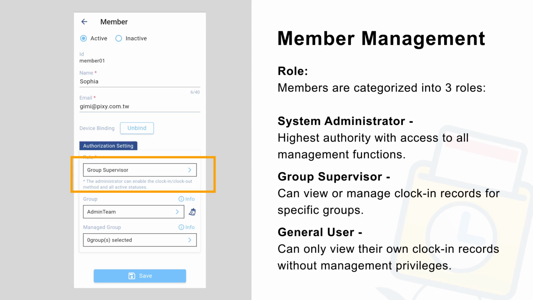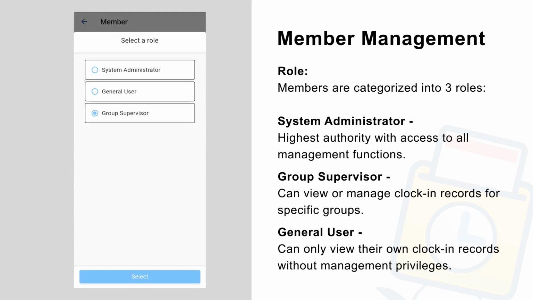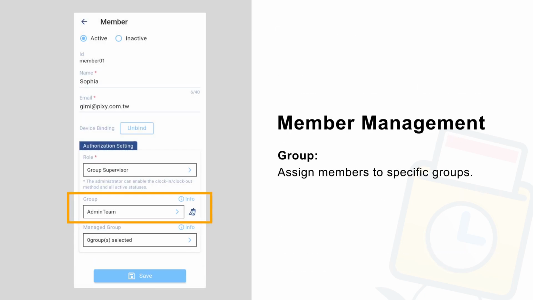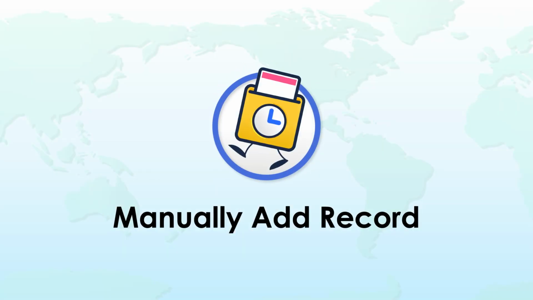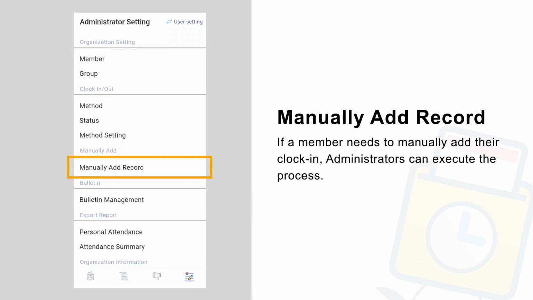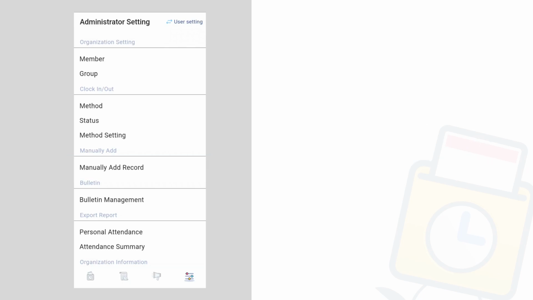Set the member's management permissions. Choose between System Administrator, Group Supervisor, and General User. Set the member's assigned group, which restricts the clock-in methods and statuses available to them. Manually add record. If a member needs to manually add their clock-in, administrators can execute the process.